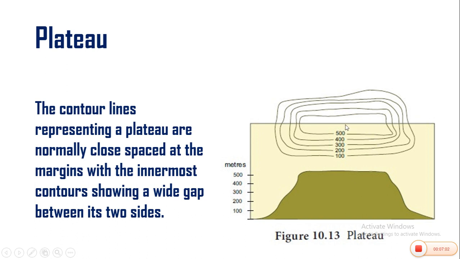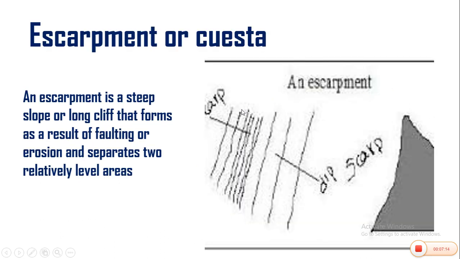Then, with the innermost contours showing a wide gap between the two sides, this innermost contour line has a wide gap between the two sides. This is how a plateau is represented on a topographic map. Escarpment or cuesta. An escarpment is a steep slope or long cliff that forms as a result of faulting or erosion and separates two relatively low lands.